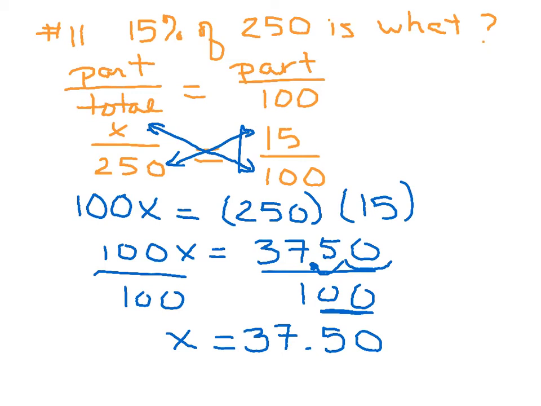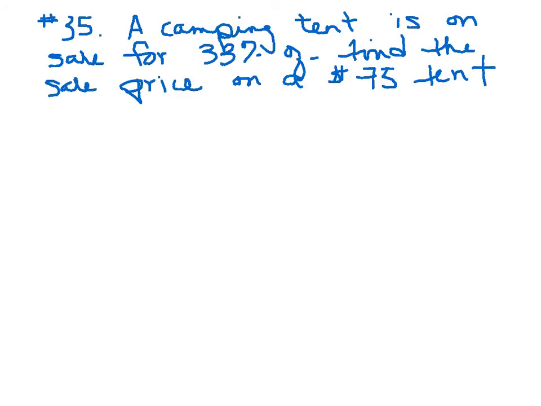Okay, let's do one more problem from your homework. All right, guys, so this one is a camping tent is on sale for 33 and a third percent off. That should have another F in it, shouldn't it? Off. Find the sale price on a $75 tent.